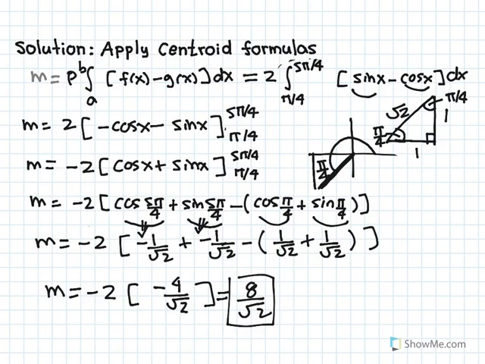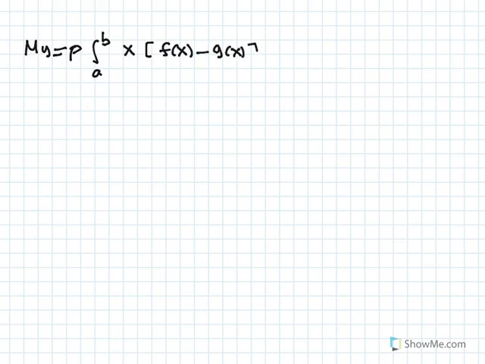Now let's find the moment with respect to the y-axis and also the moment with respect to the x-axis. Okay, so the moment with respect to the y-axis is equal to density times the integral from a to b of the distance to the y-axis, which is x, times f of x minus g of x dx. So for the moment with respect to the y-axis, the density is 2.